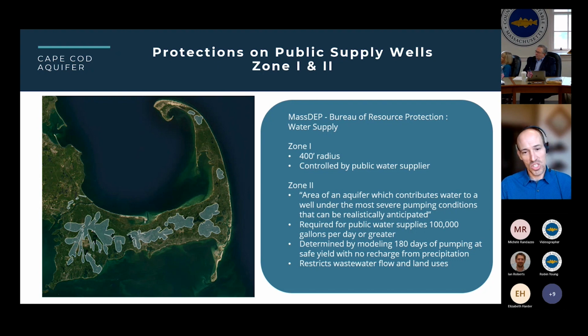And so zone 2s are afforded some protections. They're not quite as stringent as the zone 1s, but there are limits on wastewater flows and limits on the land uses that can occur within those zone 2s. And I'll just point out this image on the left shows all of the zone 2s on Cape Cod, and that represents a little over a quarter of the land surface that's within zone 2s to public water supply wells.